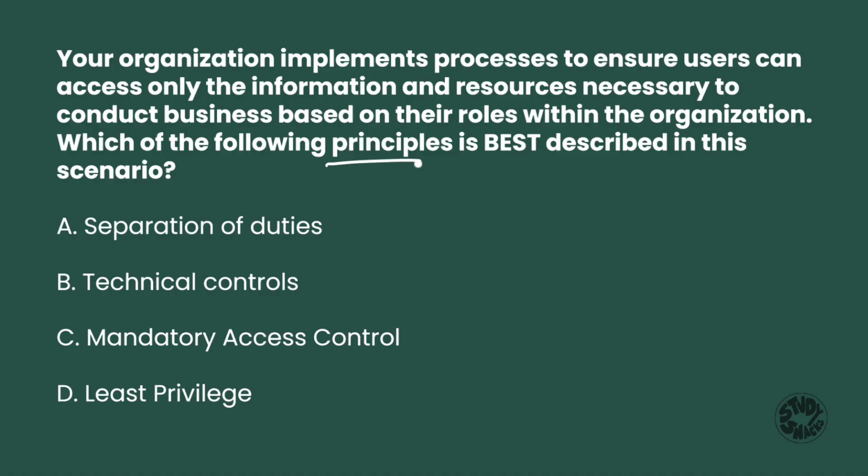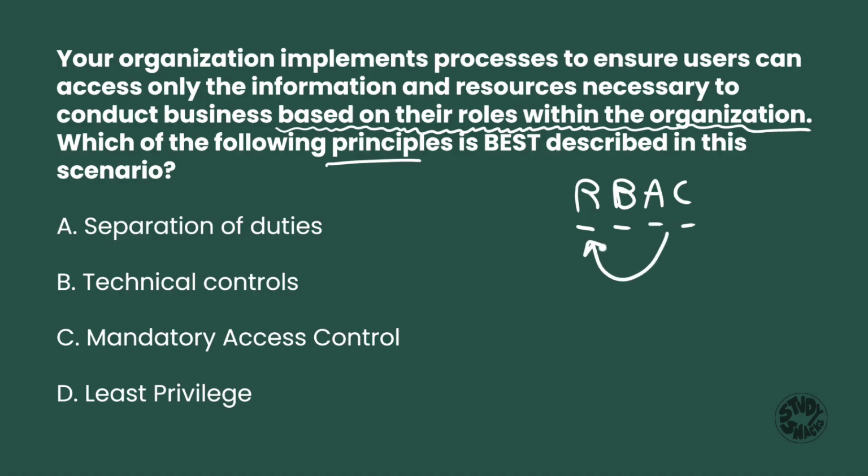So the mistake I made is that I focused on this part of the stimulus when it said that access was based on roles within the organization. I said, great, I know the right answer, and that's going to be RBAC, or role-based access control. That's when, just what it sounds like, you give access to assets based on users' roles.